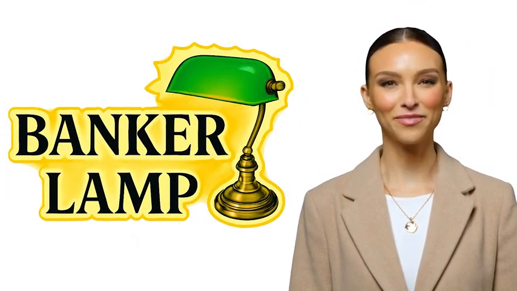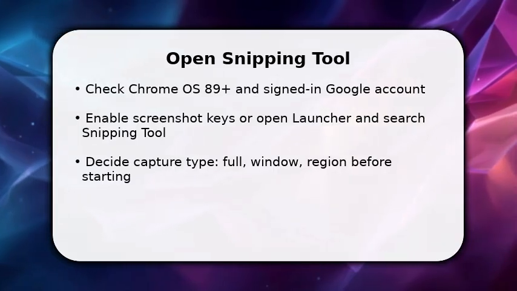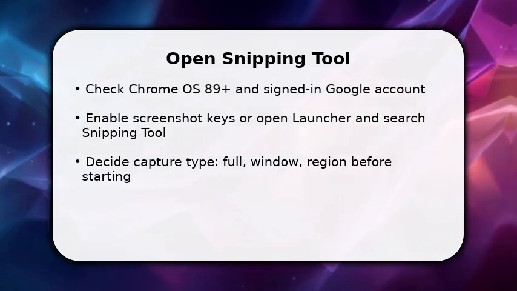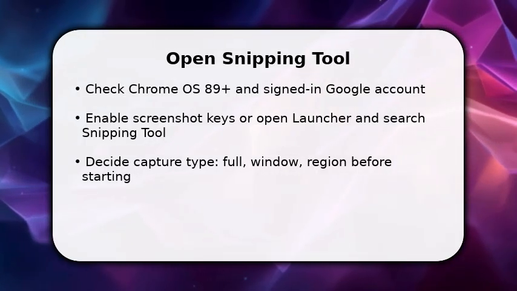Please enjoy the video. You'll begin by confirming the essentials: Chrome OS 89 or newer and an active Google account. Once done, press Search plus Shift plus S or open the launcher and type Snipping Tool.